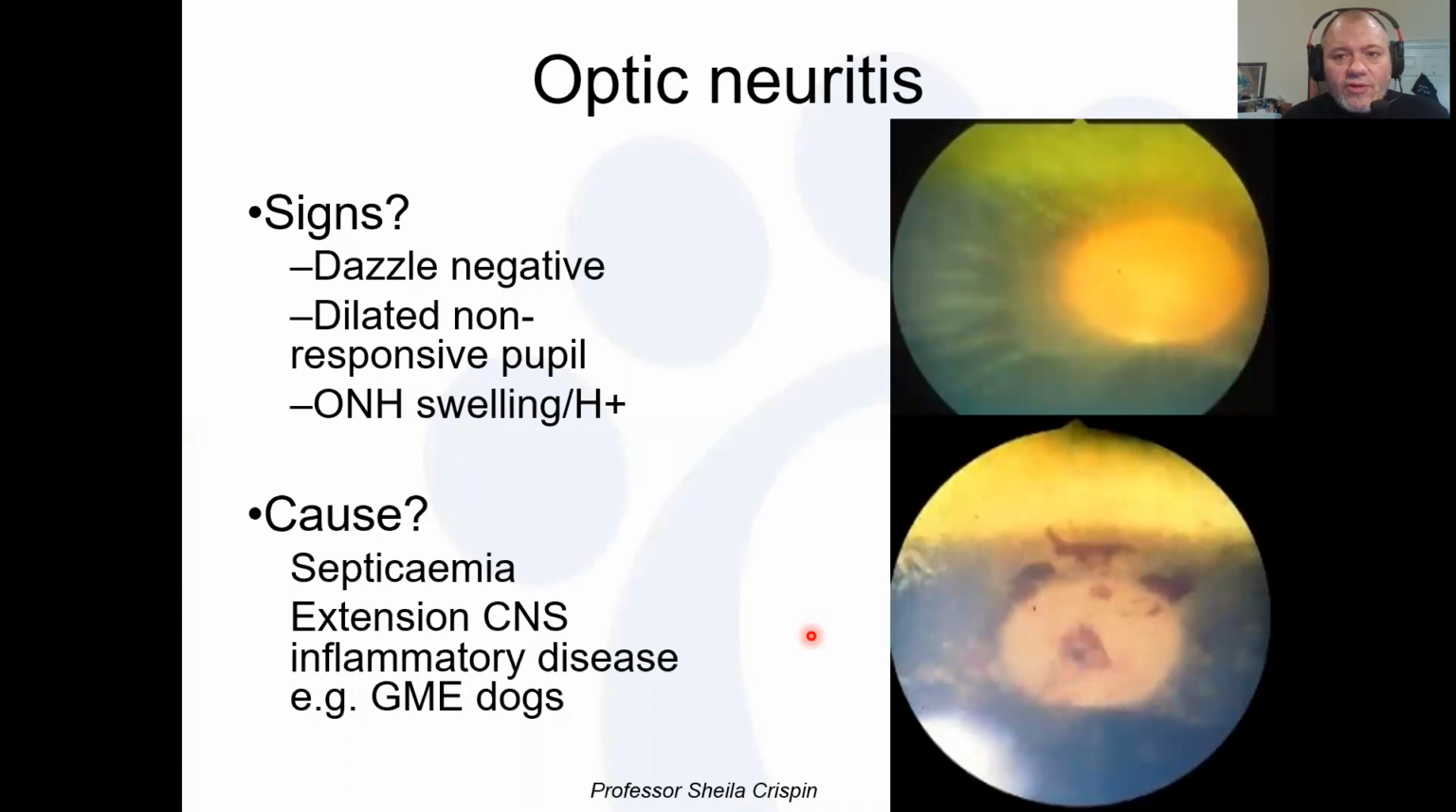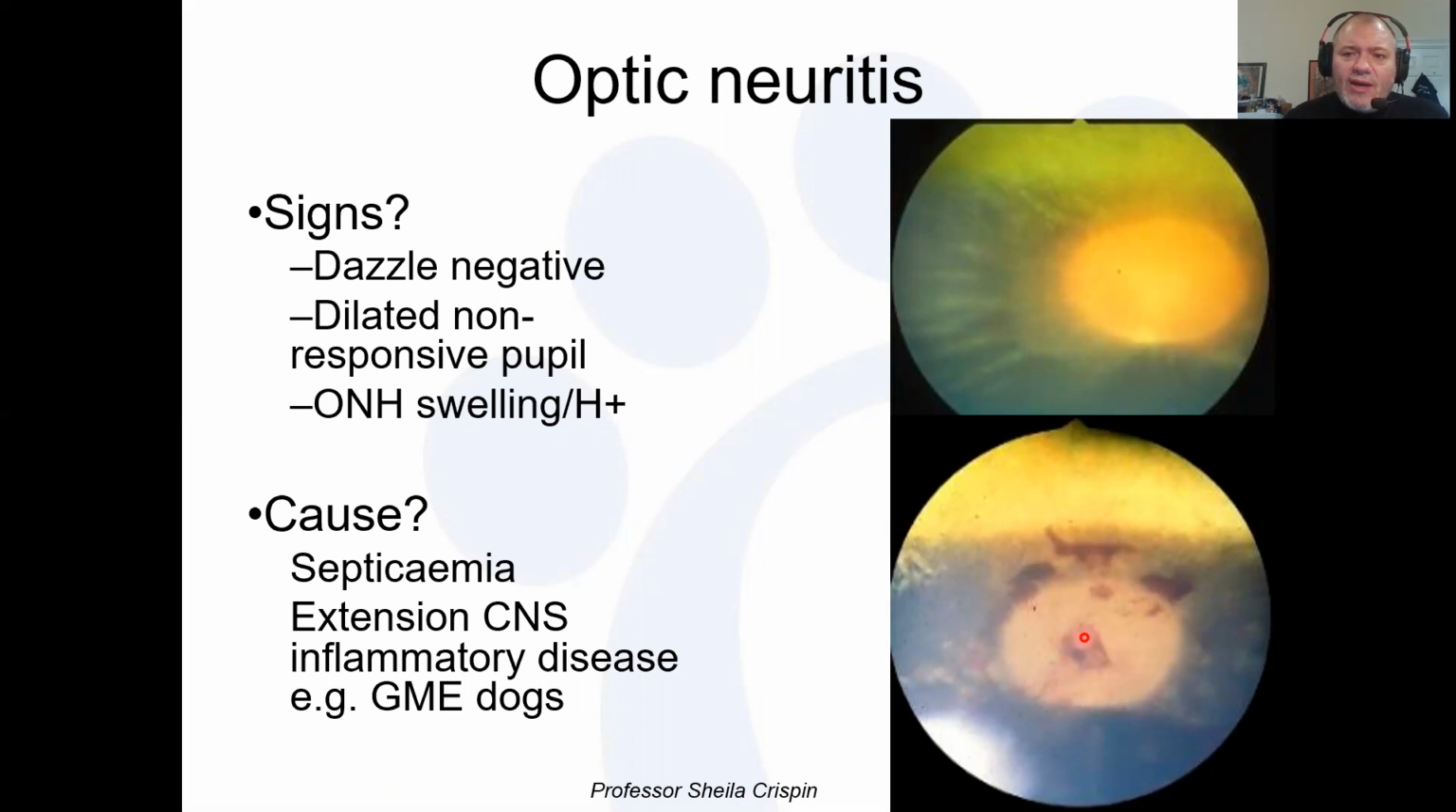So the group of dogs where we see a sudden onset blindness with a normal appearing retina is optic neuritis. We can sometimes see changes in the optic nerve head. The optic nerve might be swollen, might have hemorrhage around it, might have focal detachment. These are actually equine optic neuritis cases where we've got a round detachment around the optic nerve, or in this case, hemorrhage and a little bit of swelling. Both these patients would present with no dazzle response, dilated, poorly responsive pupils.